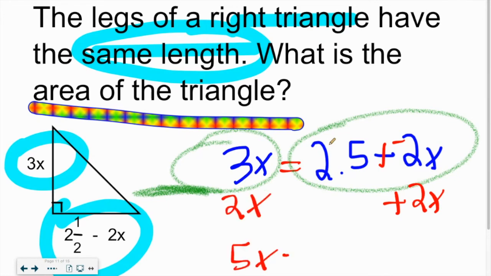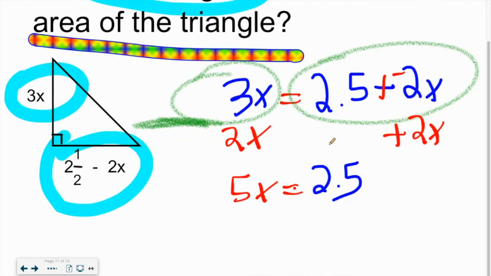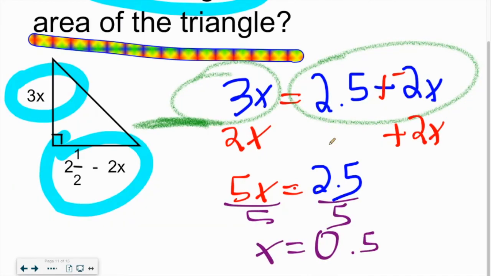Gives me 5x equals 2.5. Thus, we solve that one-step equation. Divide both sides by 5. Mental math calculator approved gives you 0.5, 5/10, or half is what x equals. Great. That's not the end.